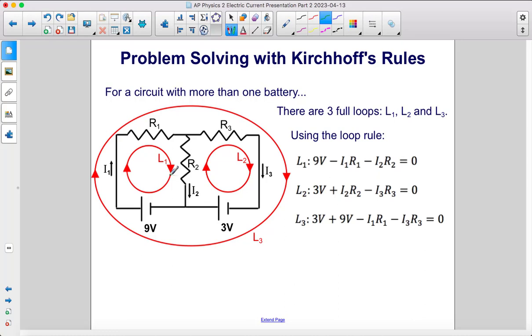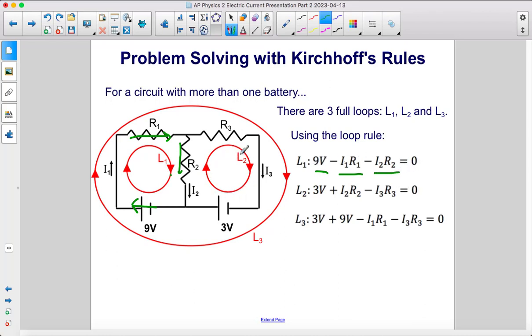So, all right, we're going to say the current is going up this way and around. So through this battery, that's going to be positive 9. Then we're going to go through R1 in the direction of the current, so that will be negative. So the voltage drop across this resistor is I1 R1. And then we go this way in the direction of current, so that will also be negative, and it will be I2 R2 is the amount of voltage lost. Those have to add up to 0.